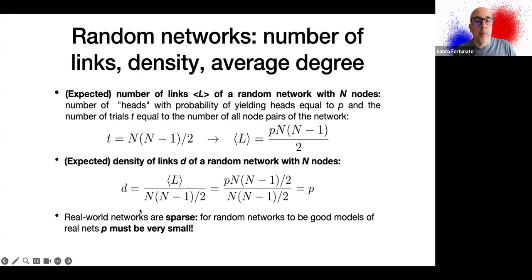Now, we know, and we've seen it in the table many times, in the column that I want to draw your attention to, that real networks are generally sparse. So this number D is very small. If you want to use this model to create networks that are as sparse as the real ones that you observe, you have to choose a very small value of this probability.